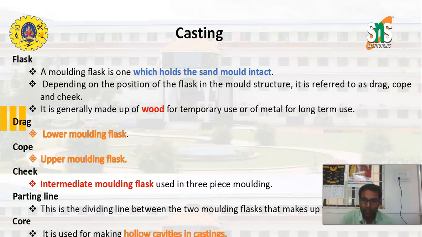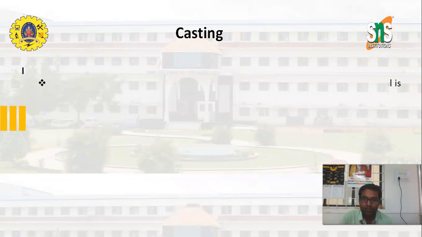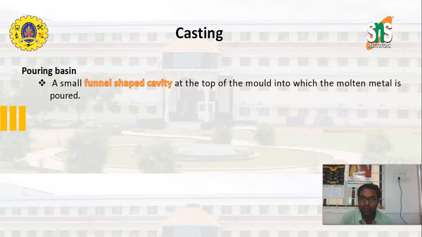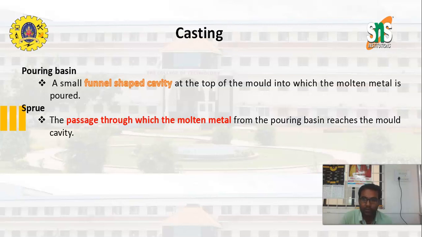Next important part is the core. It is used for making hollow cavities in the castings. If you want to make a hollow cavity or hole-like structure in the casting part, the core is used. Next part is the pouring basin. It is a small funnel-shaped cavity at the top of the mold into which the molten metal is poured.